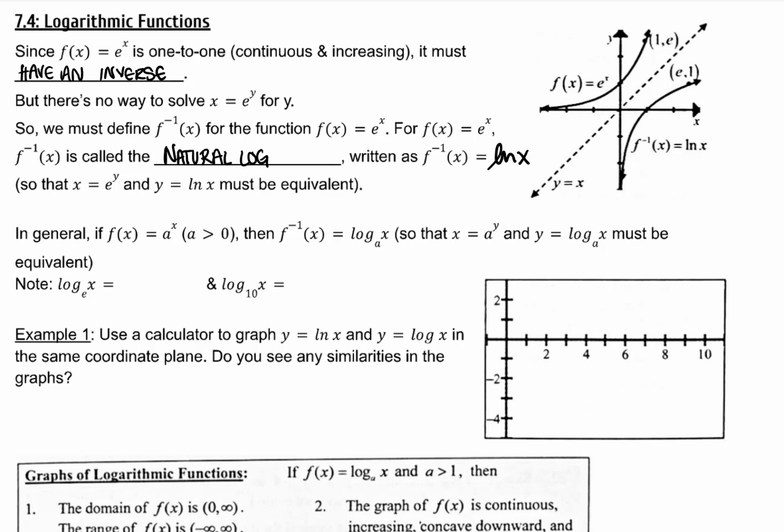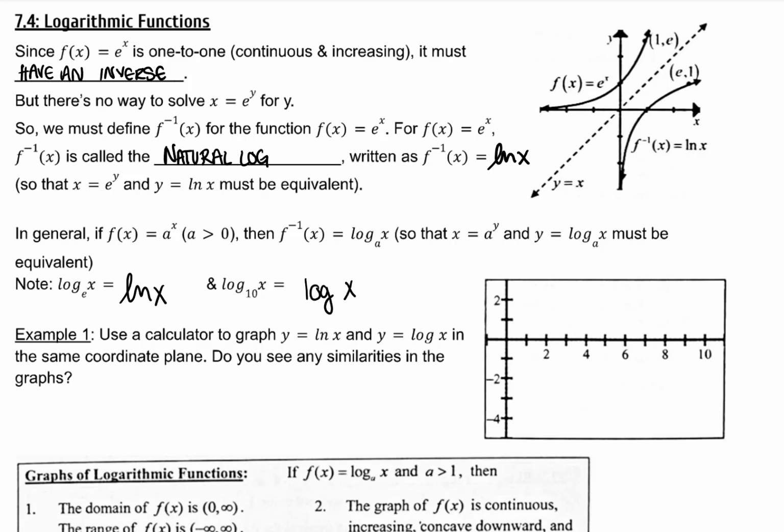Log base e of x, natural log, is the log with base e. So log base e of x is the same as natural log of x. Log base 10 of x is the common log, so writing log of x with no base automatically means base 10.